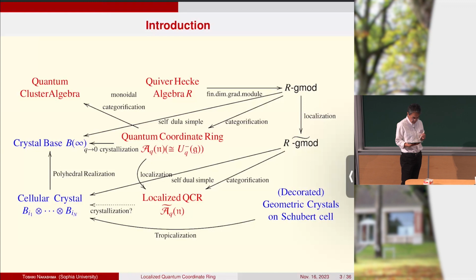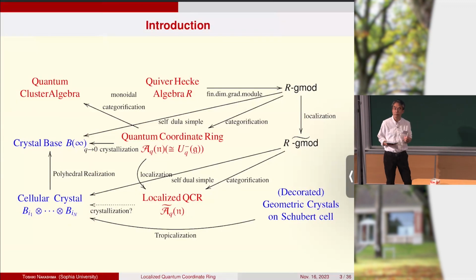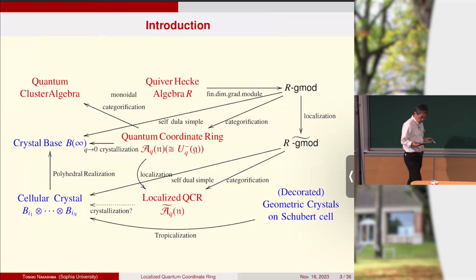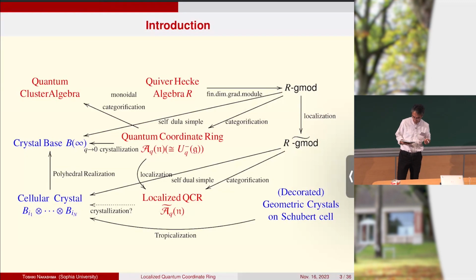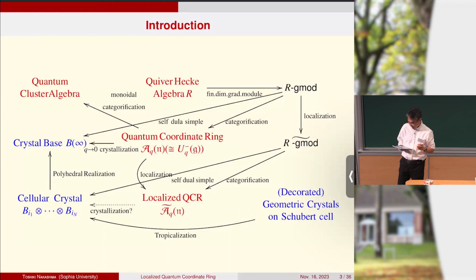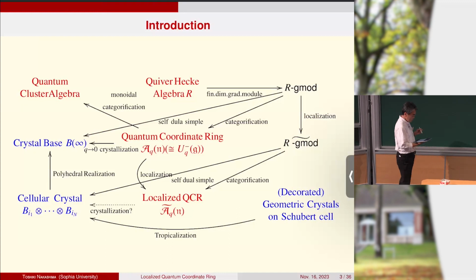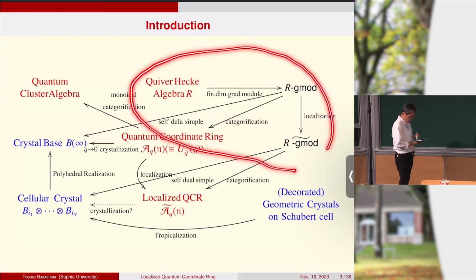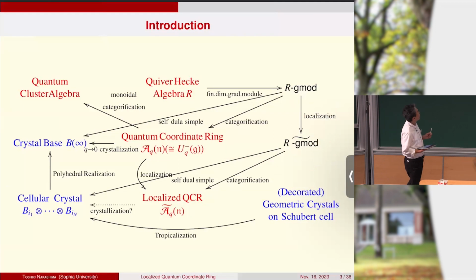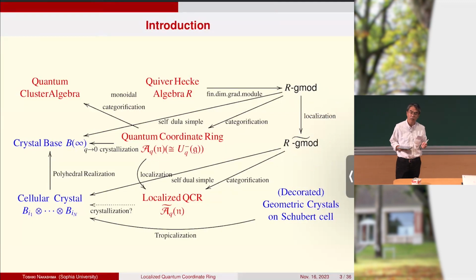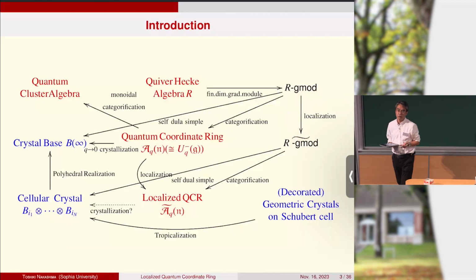In the first part, I explain these parts. They are related to crystal bases, and I will give a brief review of crystal bases. After that, I will explain around here. It is related to quiver Hecke algebras and their categorifications, and I will also explain the notion of localization, the category of localization.